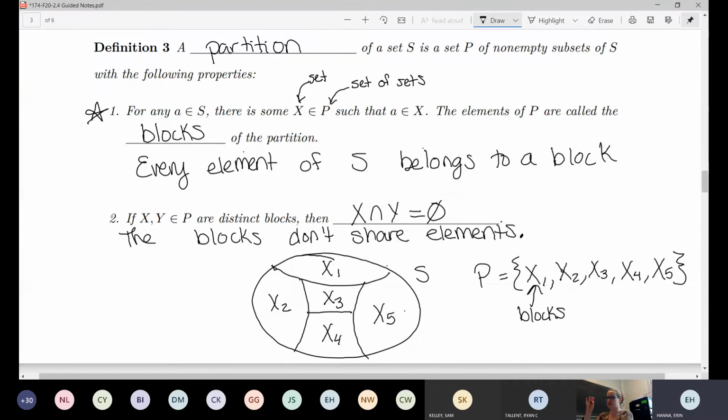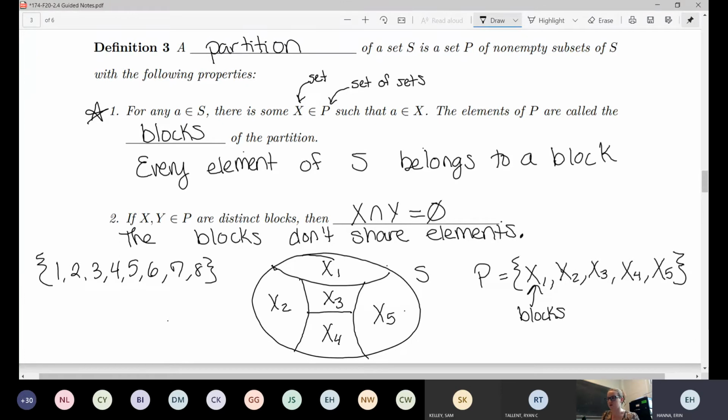So essentially, think of taking a set and just breaking it up into pieces. And it's not even necessarily that you have to be particular about which things go where. It's just imagine taking some set.